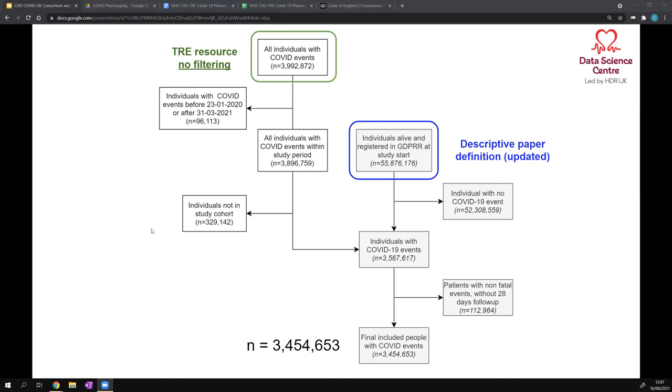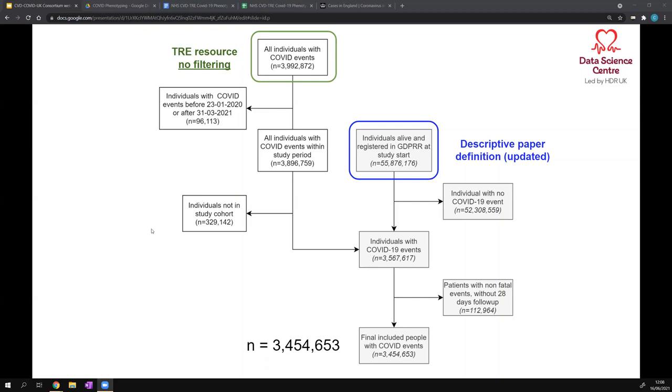In order to really firm up a defined cohort for this study, we reproduced the methods used in the descriptive paper by Angela Wood et al. And we took individuals into the cohort if they were alive and registered in GDPR at the start of the study. For our study dates, we used the 23rd of January 2020, the index case of COVID-19 in the UK, as our start date, and went up until the 31st of March 2021, which was the last common cut-off date across all our 7 data sets.